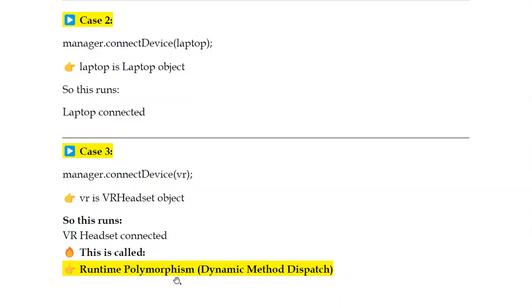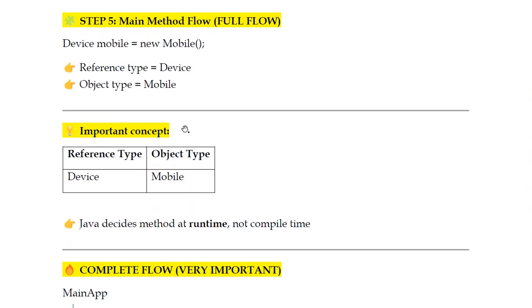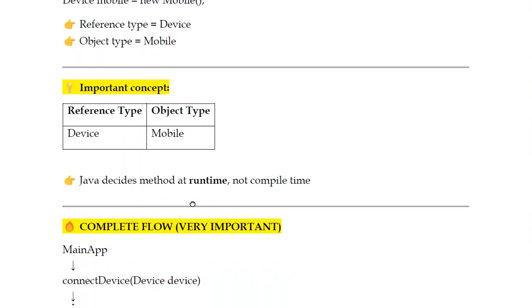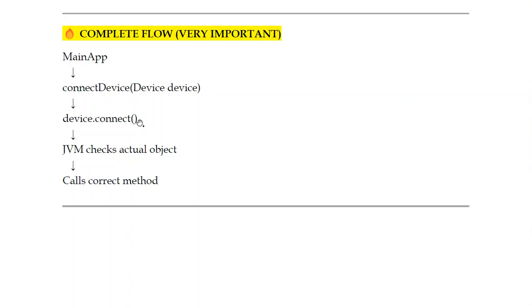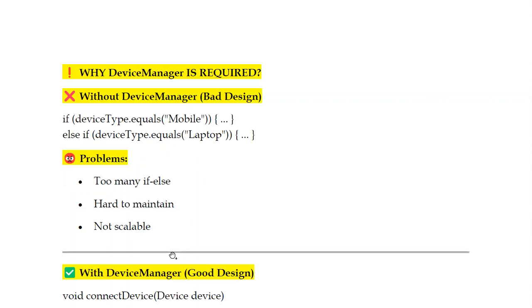I hope you are clear so far. So, the main method full flow. The reference type is Device. The object type is Mobile. Java decides the method at runtime, not compile time. Which method should work? The complete workflow is important. From the main app, the main function, it will call connectDevice, and from the device, which function is executing will be decided by the JVM. Based on the actual object, it will call the correct method.